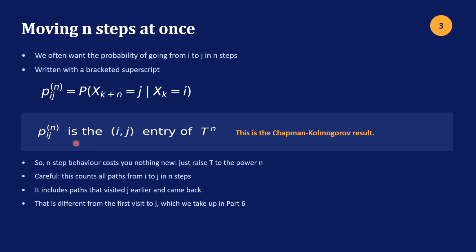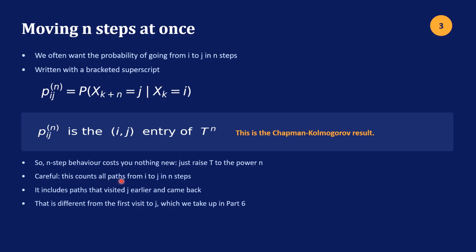Now, the interesting part is the Chapman-Kolmogorov result, which I'm not going to prove here. If we take our matrix T that had these entries Pij in the ith row, jth column, and raise that matrix to the nth power, we actually get these probabilities. We'll see an example of this right after this slide. So n-step behavior costs you nothing other than raising T to the nth power. We need to be careful here.